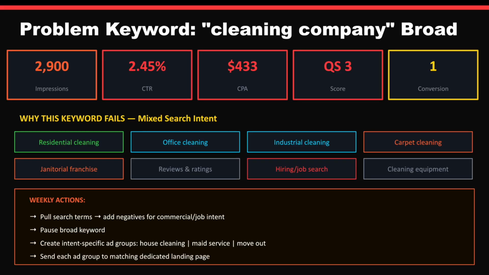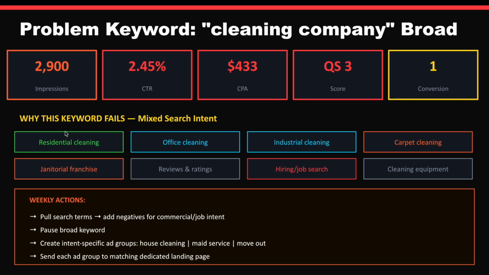So let us go deep on the top keyword in this account, cleaning company. Look at the numbers at the top. So in here, 2,900 impressions, CTR around only 2.45%, cost per acquisition $433, and quality score just 3, and also it's just a single conversion.